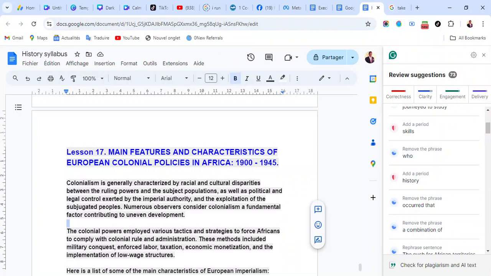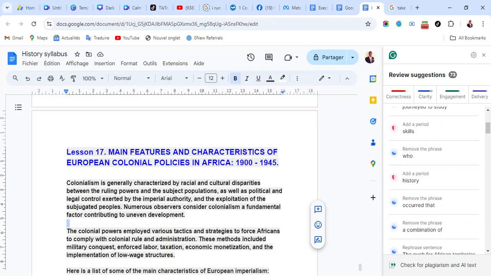These methods included military conquest. So the first feature of European colonial policies in Africa is military conquest. Where there was resistance, they used military force to conquer those places. That's the meaning of military conquest. So they came with their heavy military equipment, waged war on the people, defeated them and conquered their land.